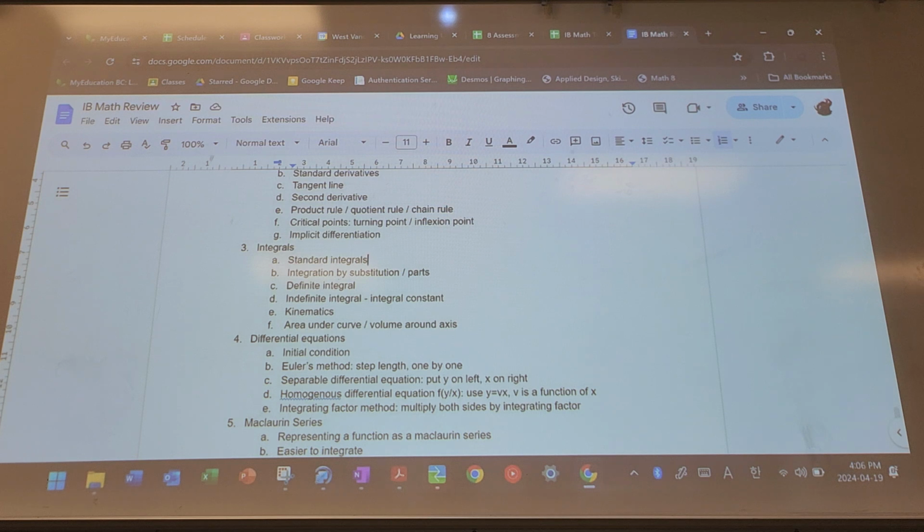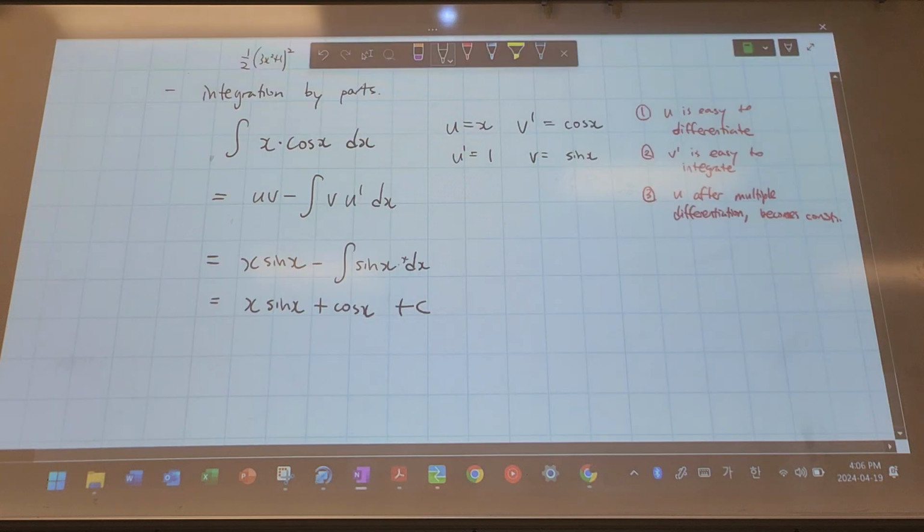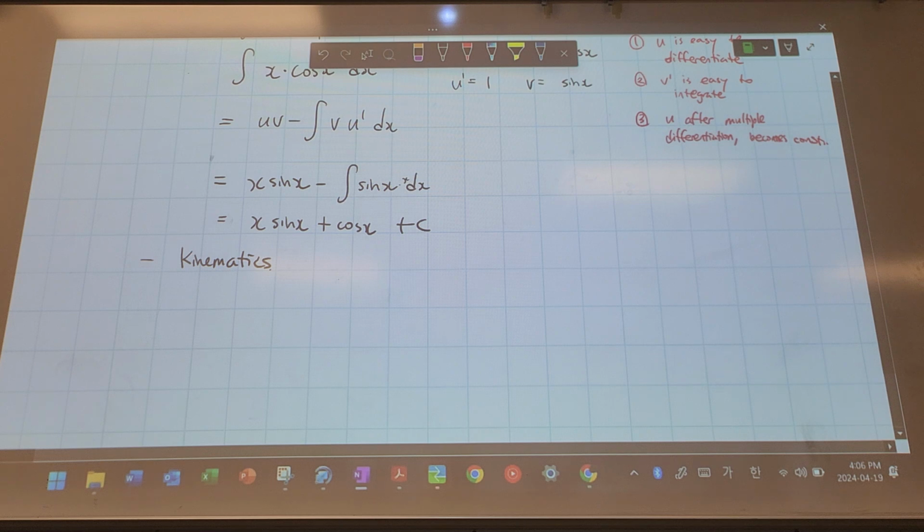Okay, kinematics. Now we talk about kinematics, now that we know what is going on with the integrals. In kinematics, we have three parts: the position, or let's use displacement, and then we also have velocity, and then we also have the acceleration, right?